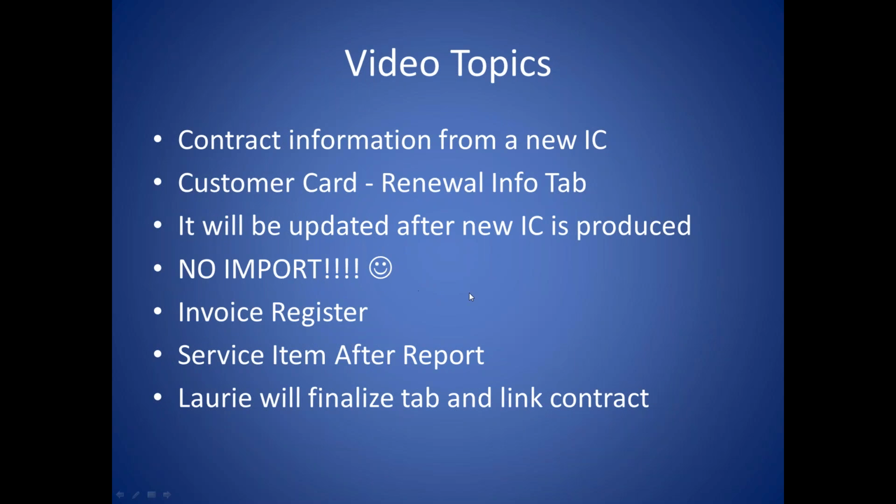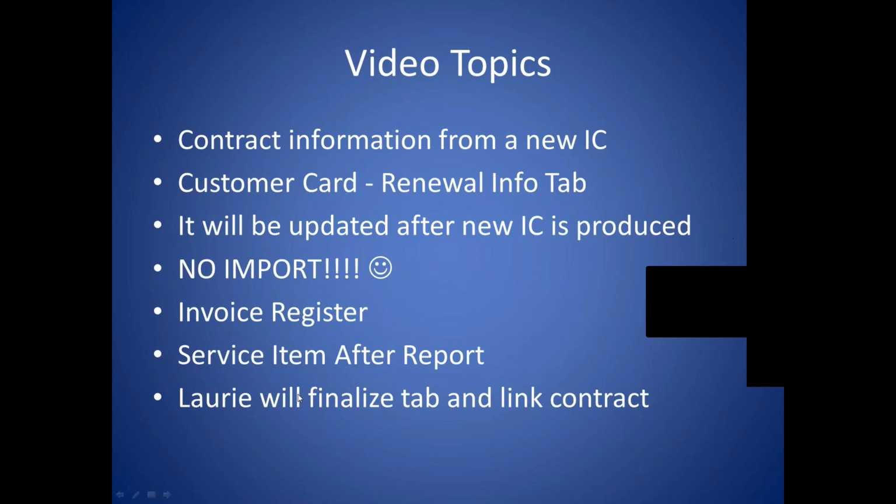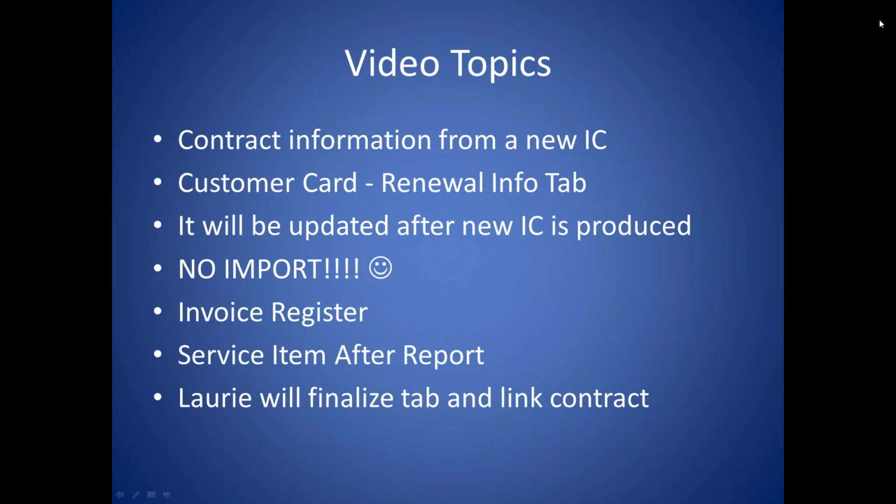So I have the smiley face here because the import that we do now is a big process and there are often problems with it. So it's going to be a very nice change not to have to worry about this import. So we're just going to show the process, how we're going to create the information, and I'm going to show how Laurie is going to find the customer accounts that she needs to update via the invoice register and the service item after report. And then Laurie will finalize the tab, and we're actually going to scan the new contracts and link them to the actual customer card. So I'm going to go through that process with two accounts that we're going to simulate here.